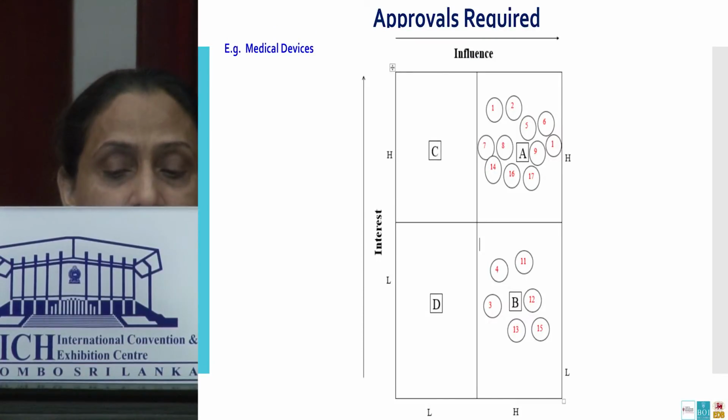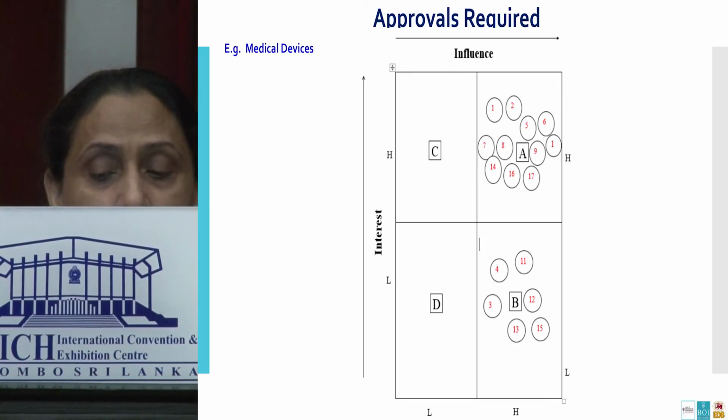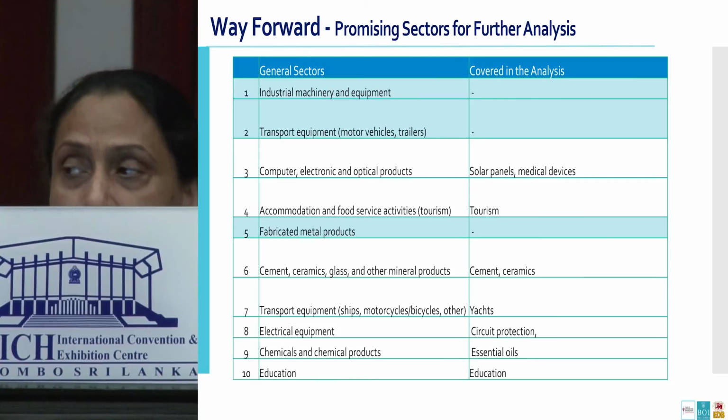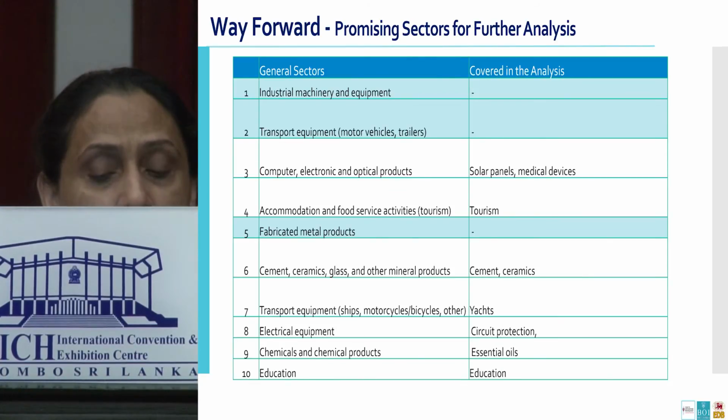So this is again the medical devices, how we have put these approval line agencies into the quadrants. And when you take the way forward, when we identified the sample, we missed industrial machinery and equipment, transport equipment, and fabricated metal products. Because we used the general data, these sectors also came to the top right quadrant. So it's a must that we go into subsectors of these three industries if we are to diversify our exports and attract FDI.